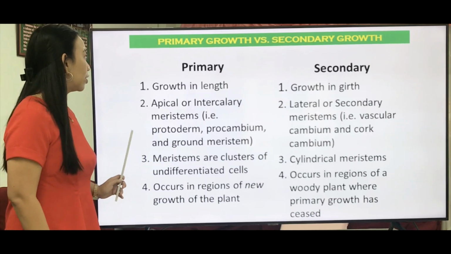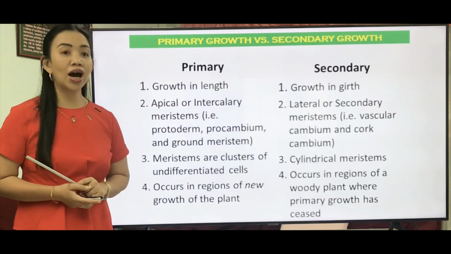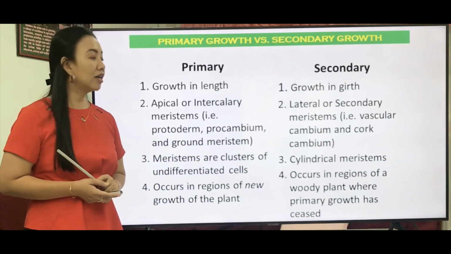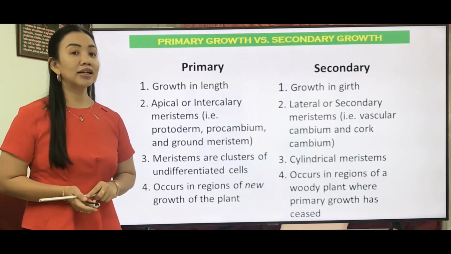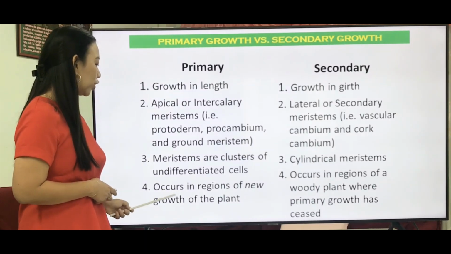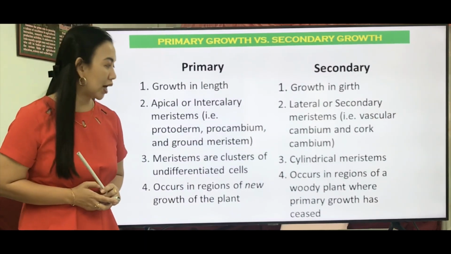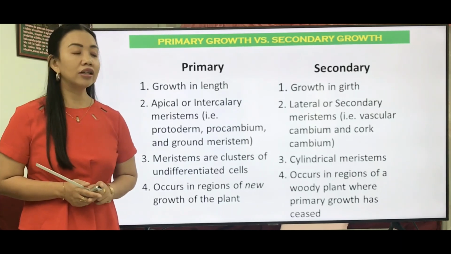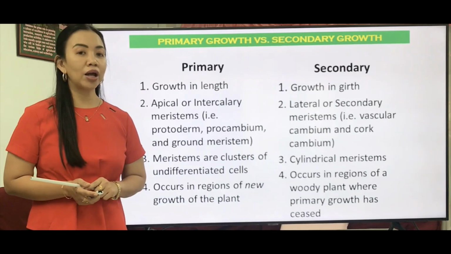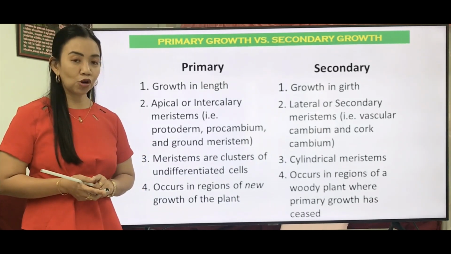The meristems under the primary growth are clusters of undifferentiated cells, whereas in the secondary growth, these are the cylindrical meristems. For the location, primary growth occurs in the regions of new growth of the plant. However, secondary growth occurs in regions of a woody plant where primary growth has stopped or has ceased.